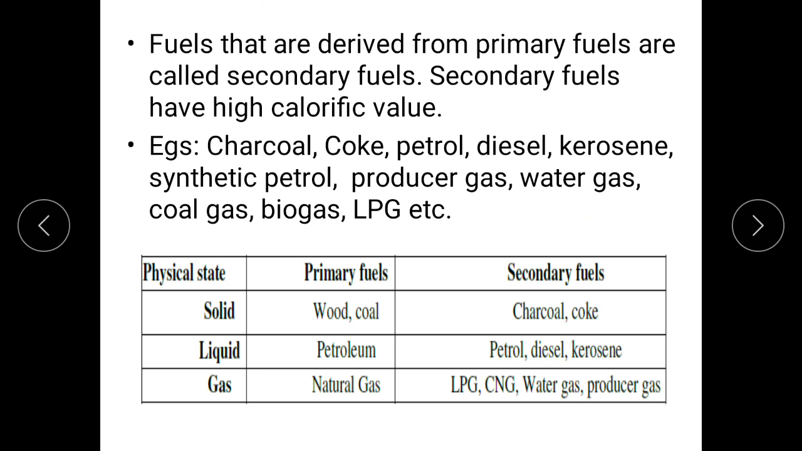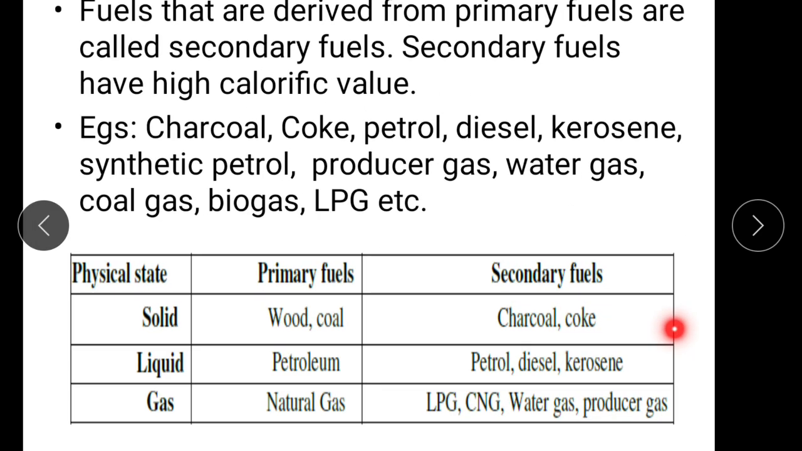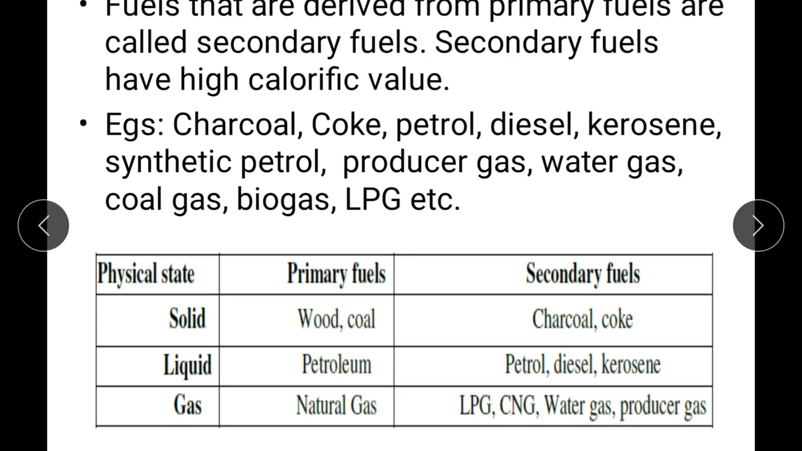Examples are charcoal, coke, petrol, diesel, kerosene, synthetic petrol, producer gas, water gas, coal gas, biogas, LPG. All these come under secondary fuels. Now the same thing is being given in the form of a table. Solid, liquid, gas, these are the physical states in which fuels are classified.